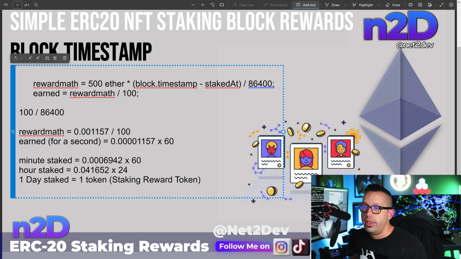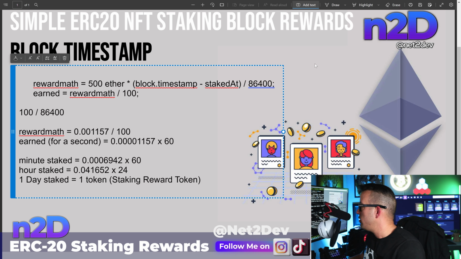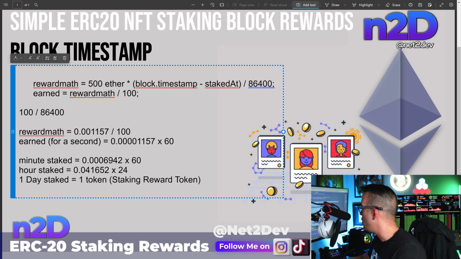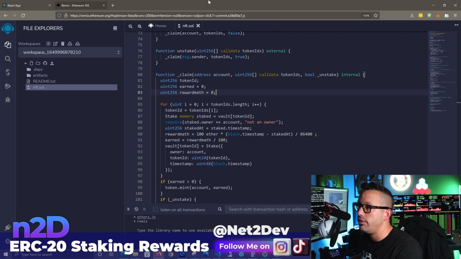Okay, so that's it. Let me go back. Let me show the code, and we're just going to make sure that the code is ready for us to implement, and we are going to go from there. So let me go ahead and find the code. You open Remix right here. I'm going to show you right now. Okay, so this is Remix.